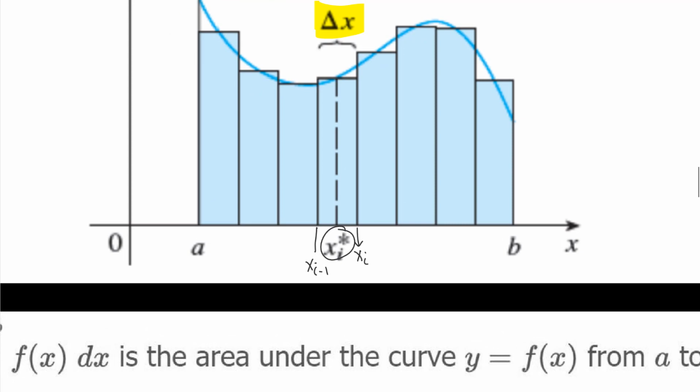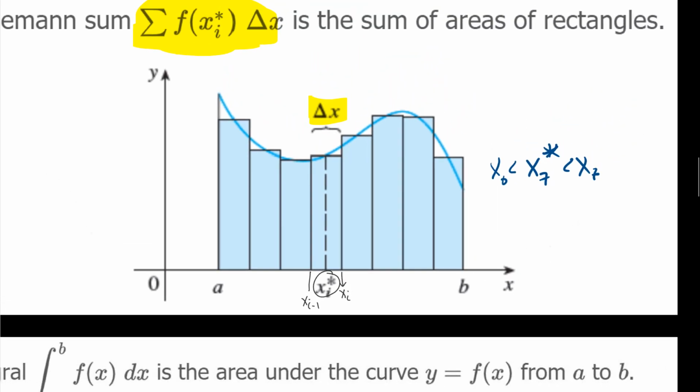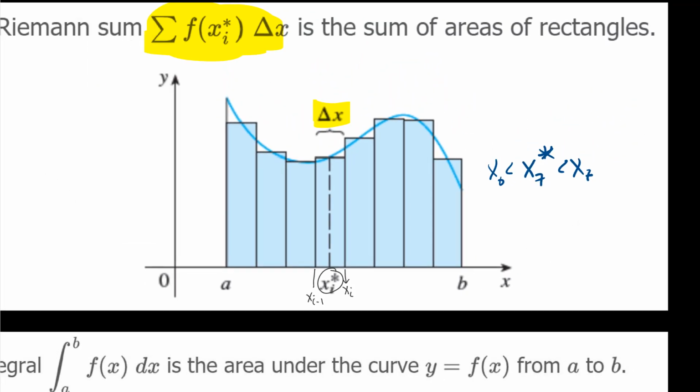So if we wanted to say x sub 7 star, well, that would be less than x sub 7 and greater than x sub 6, sitting somewhere in between. But it doesn't really matter, unless you're a math major, so let's just move right past that. It's just this little star we throw on. All right, so that's our sample point.